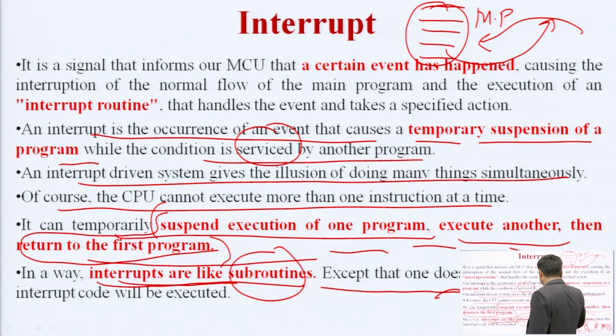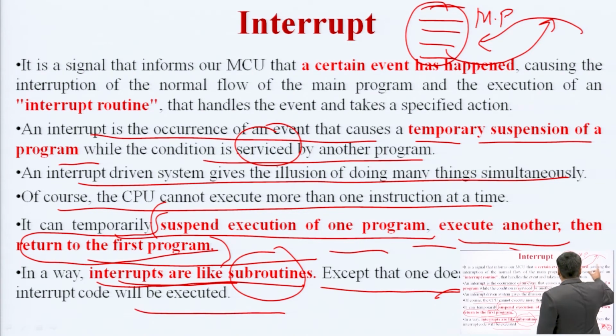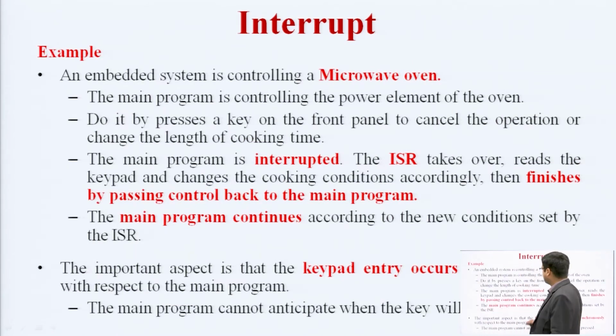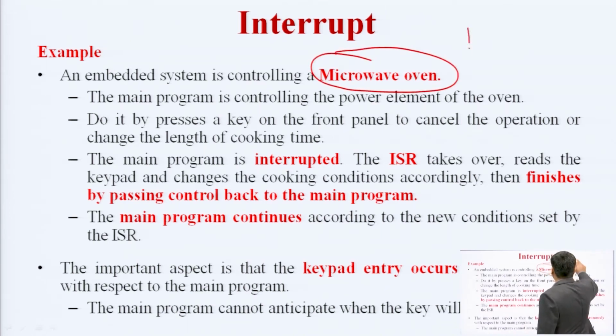Except that one does not know when the interrupt code will be executed. We do not know at what time an interrupt may occur. It may occur at any time, anywhere in the program. This is the property of the interrupt, that it will occur at any time and any place of the program. For example, let us take a real life example, that is a microwave oven.